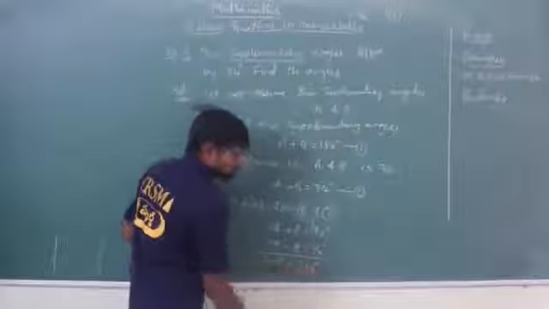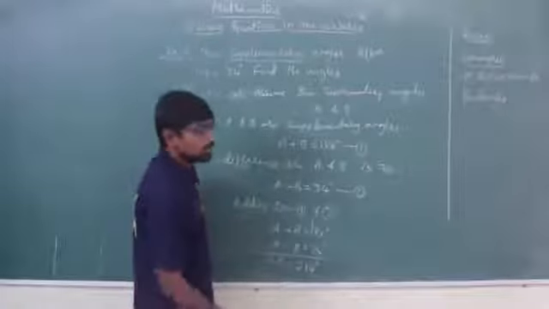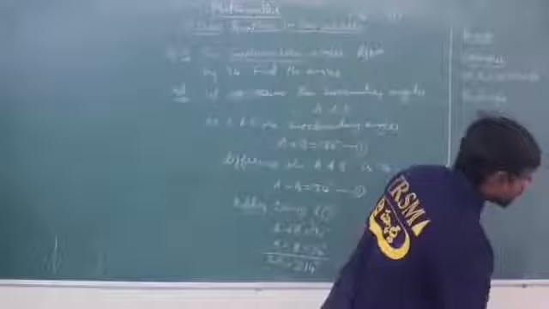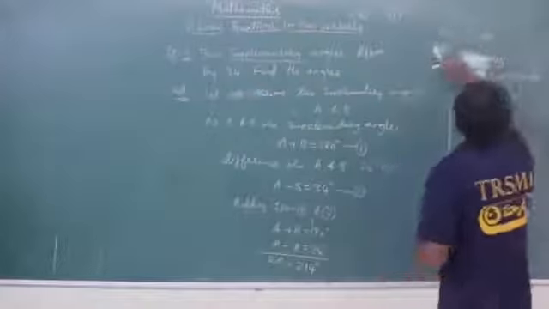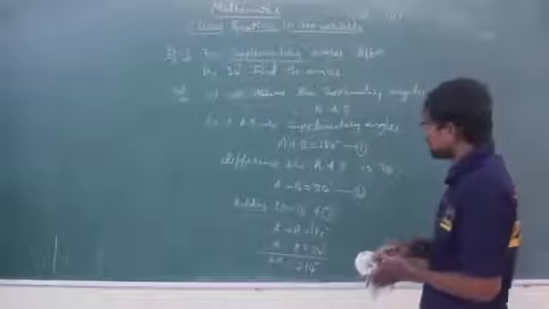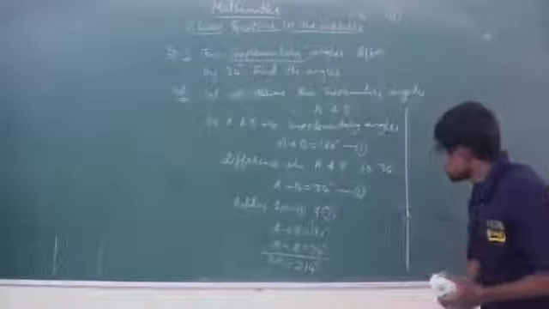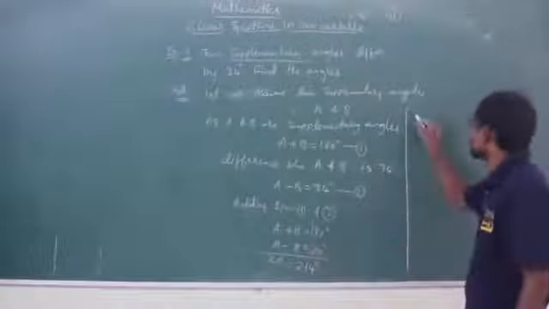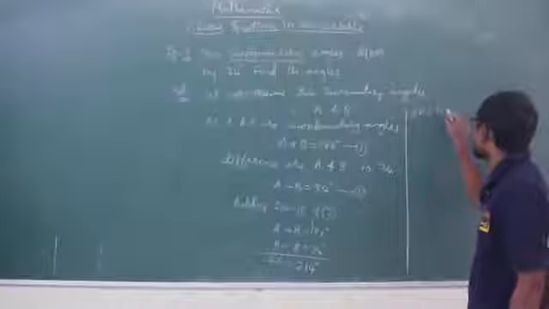So here I will get 4, 8, 9, 10, 11, isn't it? So 214 degrees I have got here. Okay, 240 degrees. I have got 240 degrees, isn't it? So now again I am solving this. Here I have got 2A is equal to 214.